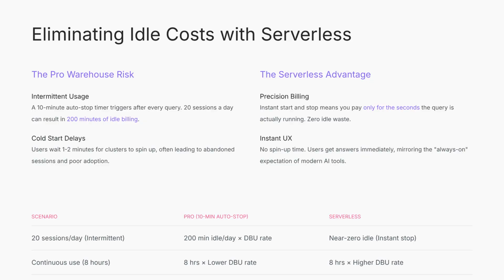Bottom line. For typical Genie workloads, bursty and unpredictable, serverless almost always wins on total cost, even though the per DBU rate is a bit higher.